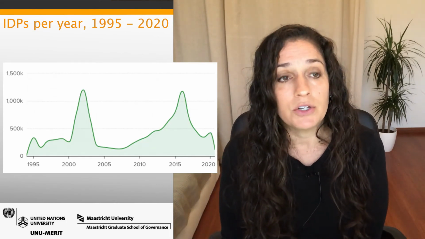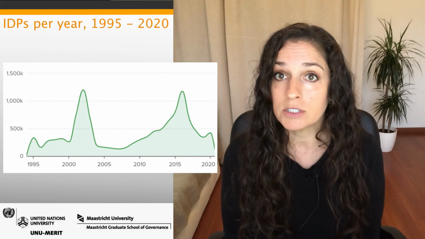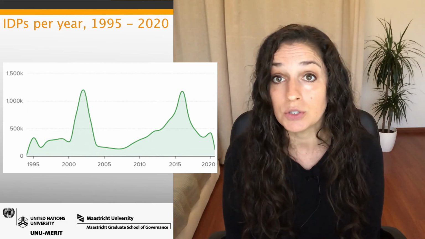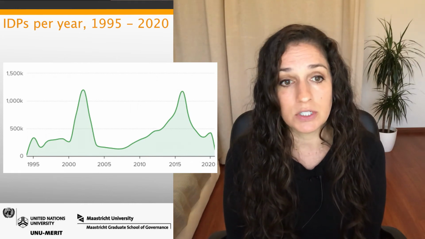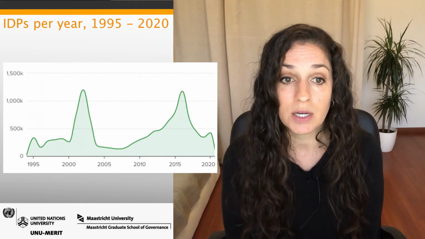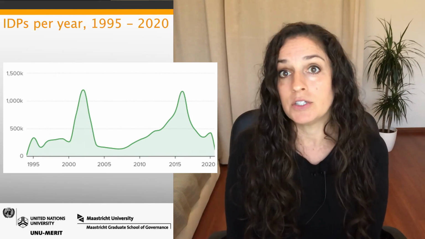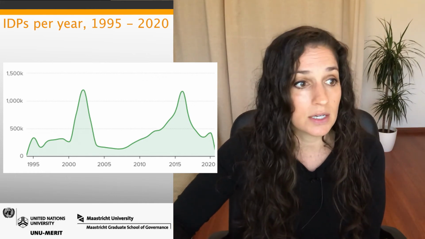In this graph here, you can see the number of IDPs per year. These are mainly because of conflict-induced reasons, and this is information from UNHCR in 2020. You can see, again, really large numbers of internal displacement between 2000 and 2005, but increasing numbers of internally displaced people between 2010 and this current time.